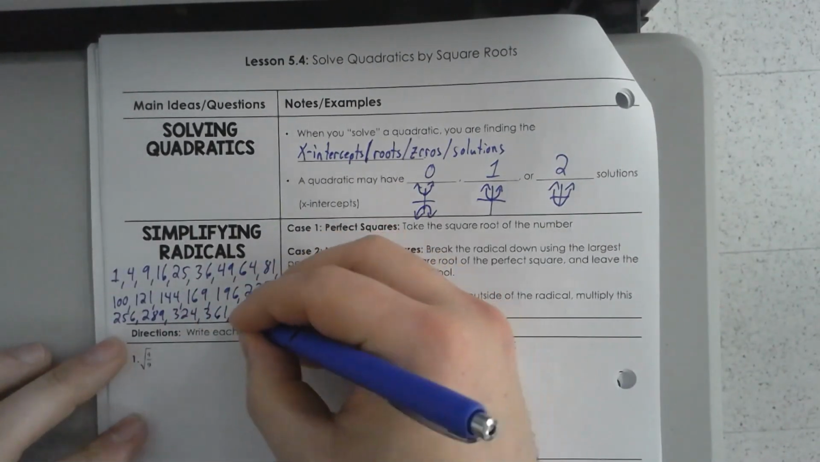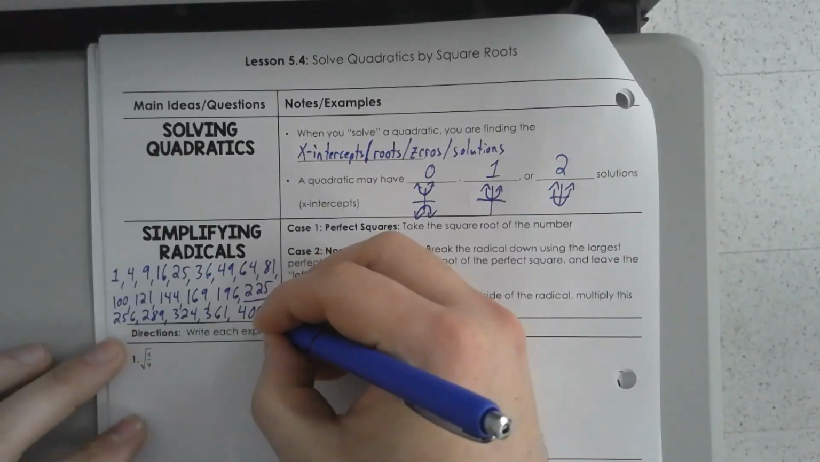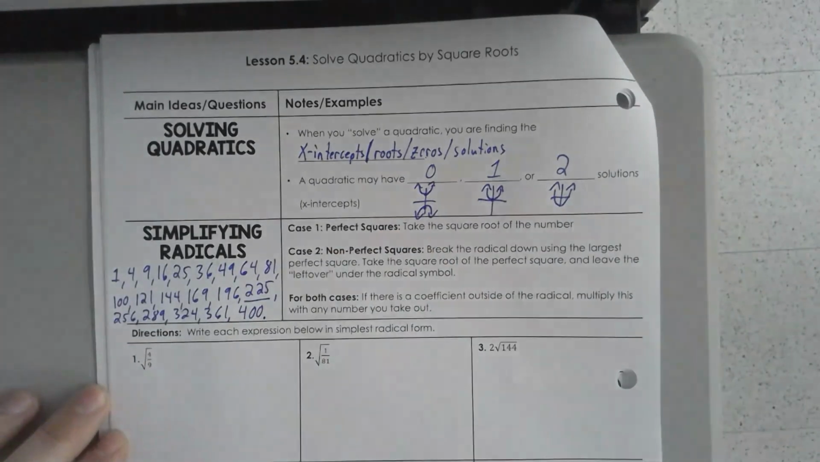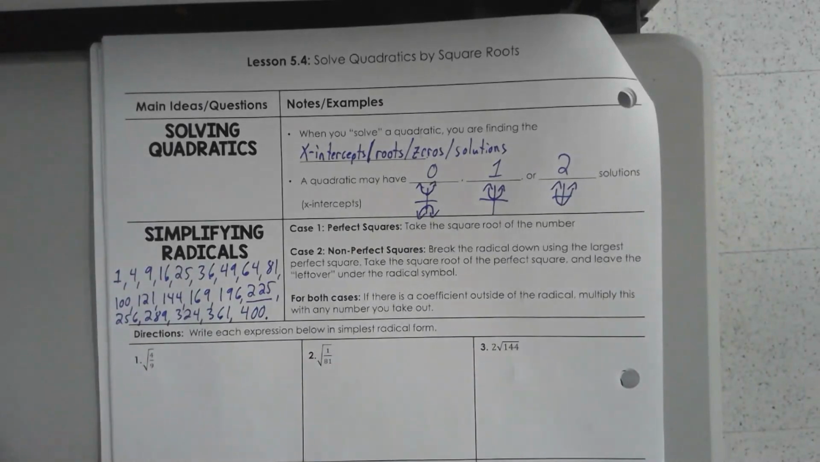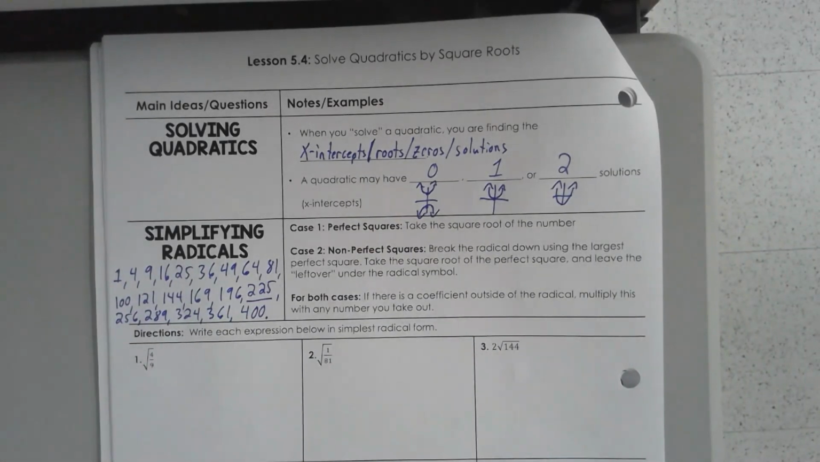256, yes. So all of those are what we call perfect squares. 289.